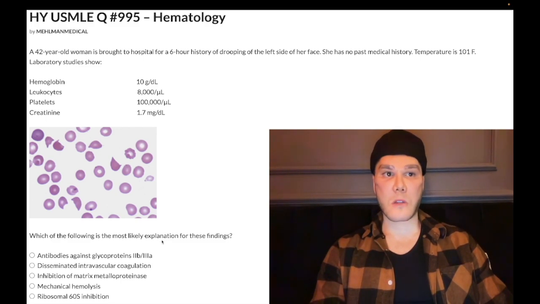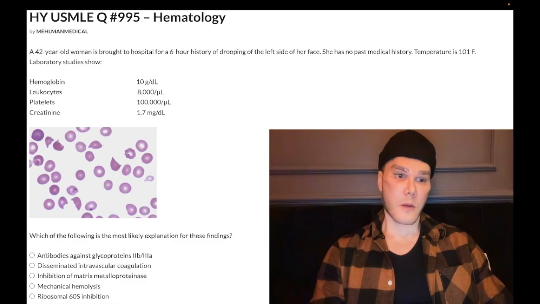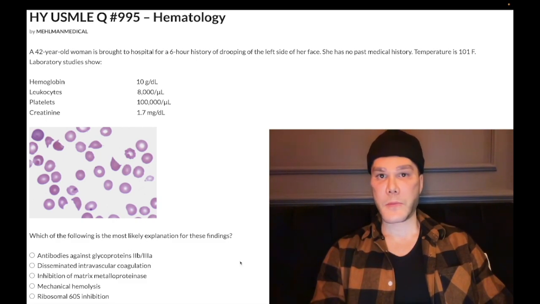So ITP, exceedingly high yield for USMLE, made lots of clips on it. You're going to do steroids followed by IVIG followed by splenectomy. If you do splenectomy, platelet count goes back up, 6 months later goes back down. Answer on NBME is accessory spleen. Choice A, wrong answer. Choice B, disseminated intravascular coagulation, wrong answer.